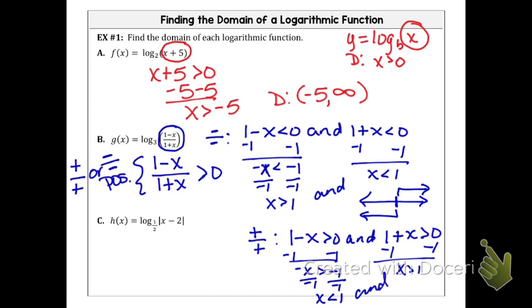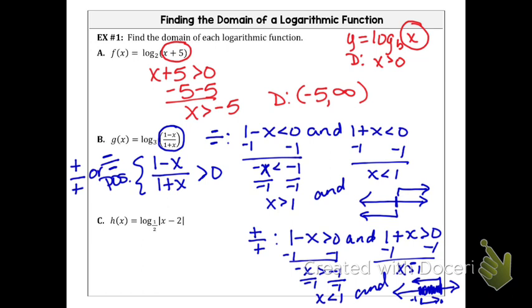And so if we think about a number line on this, x has to be less than 1, that would go this way. It has to be greater than negative 1, so that would go this way. And so it overlaps in between the two there. That's what makes both of them true. So then that gives me my domain.